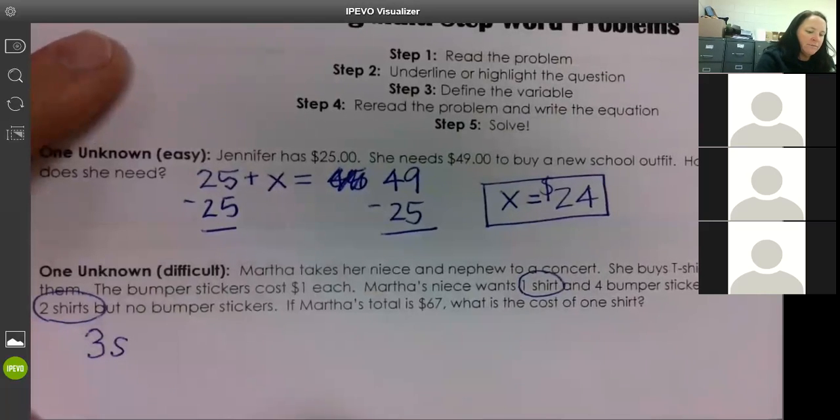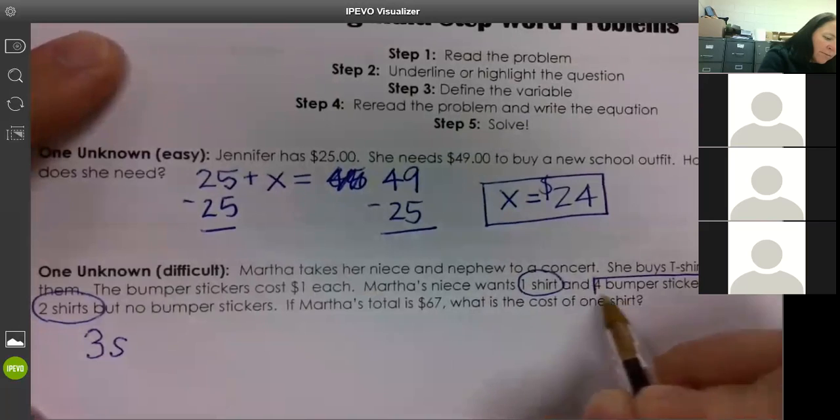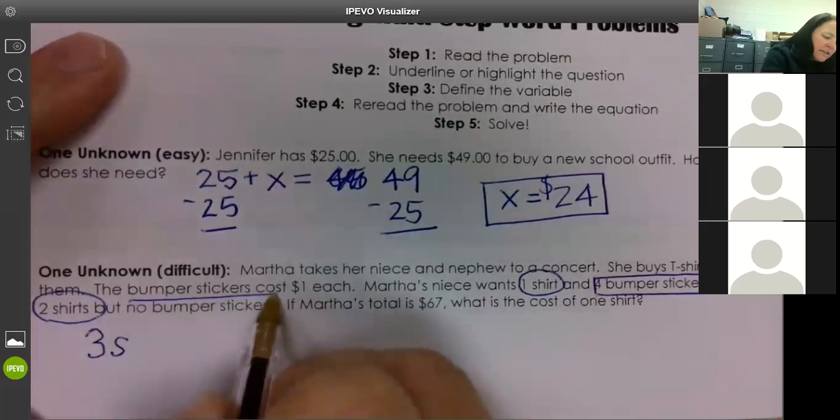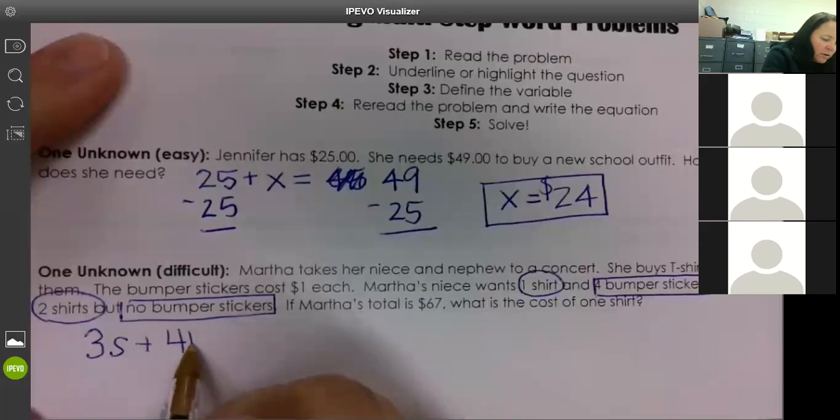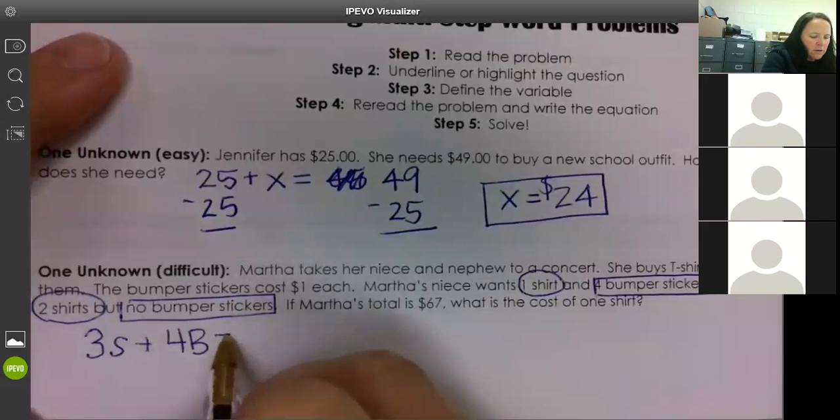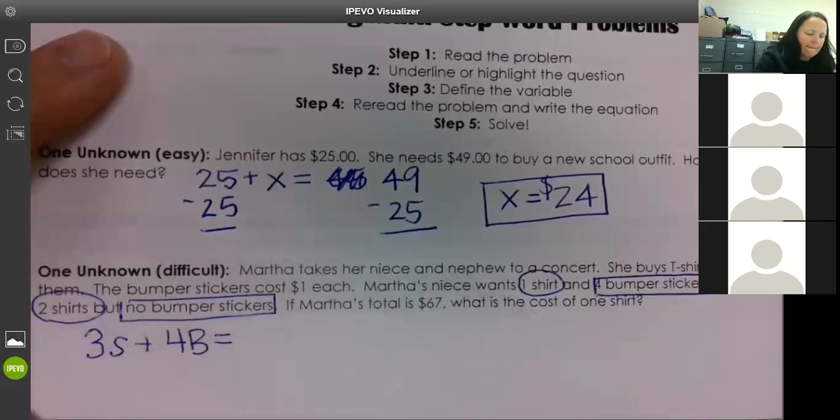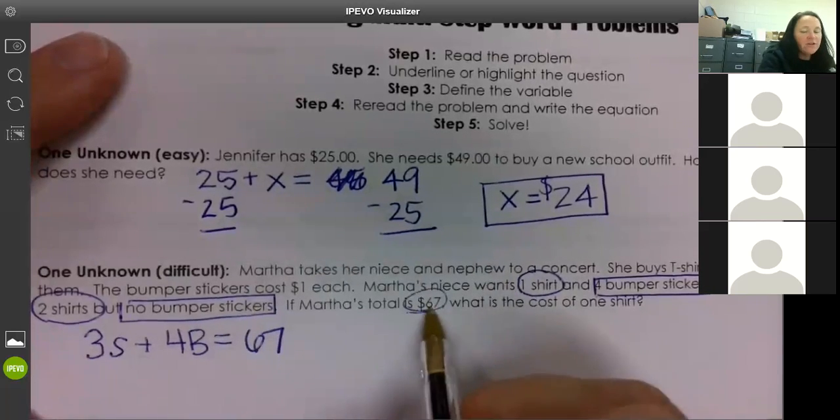What else did she buy? 4 bumper stickers. So the niece wanted 4 bumper stickers, but the nephew didn't want any. So she also bought 4 bumper stickers. How much did all of that cost? $67. Perfect, $67. So there's one more thing.